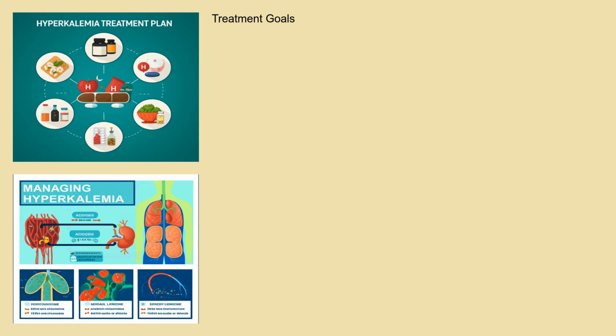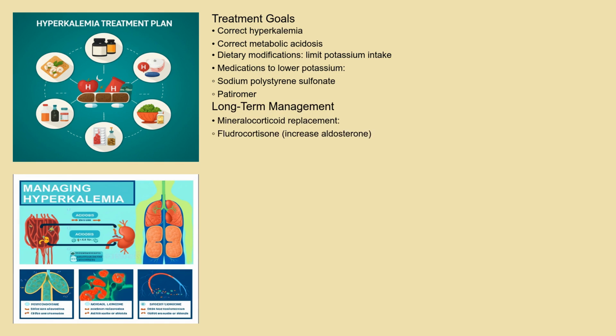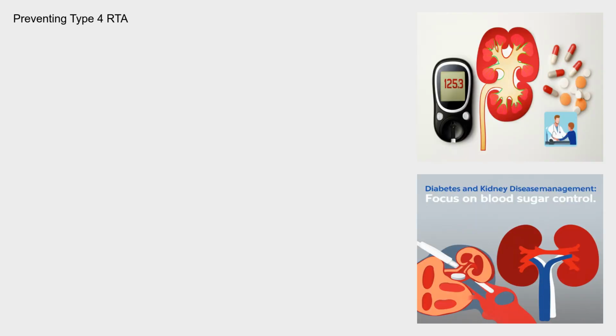The primary goals of treatment are to correct hyperkalemia and metabolic acidosis. Dietary modifications, such as limiting potassium intake, are often recommended. Medications that lower potassium levels, like sodium polystyrene sulfonate or patiromer, may be prescribed. In some cases, a mineralocorticoid replacement therapy, such as fludrocortisone, can be used to increase aldosterone activity. Addressing the underlying cause, such as optimizing blood sugar control in diabetic nephropathy or discontinuing offending medications, is crucial for long-term management.